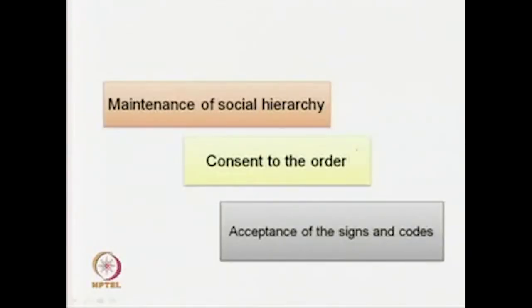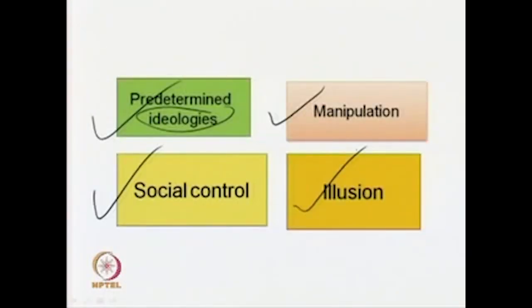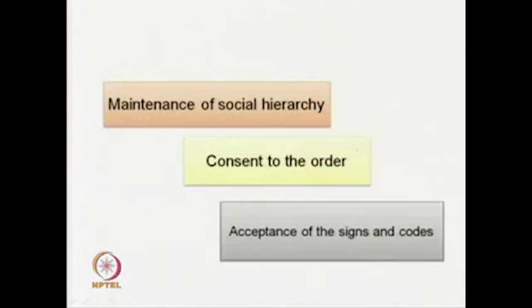Right. So, what happens in this case? Just a while ago, we saw that ideologies are predetermined. We are being manipulated. We live increasingly in an illusionary world, and there is tremendous social control by cultural industries over us. What does this ultimately lead to?